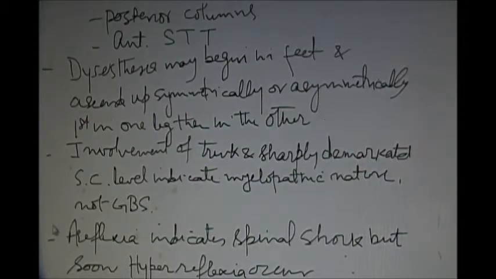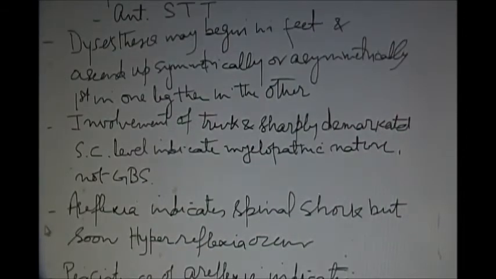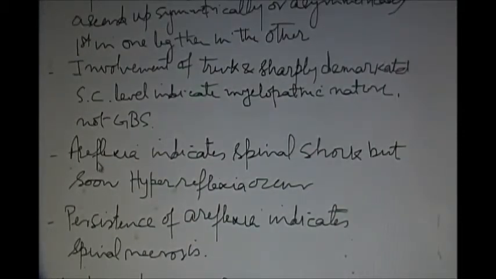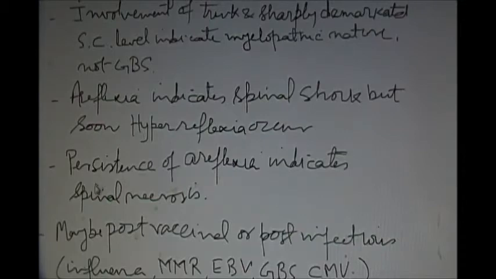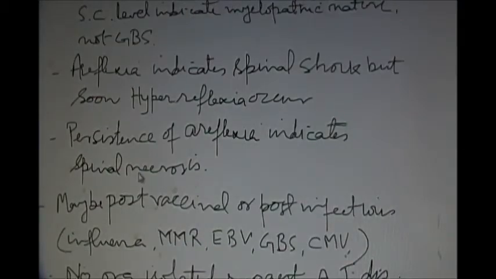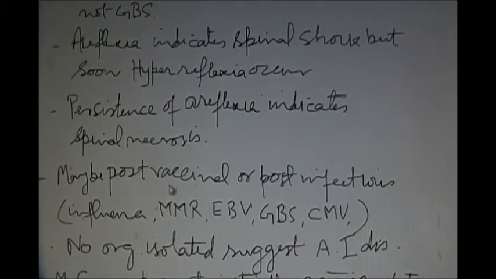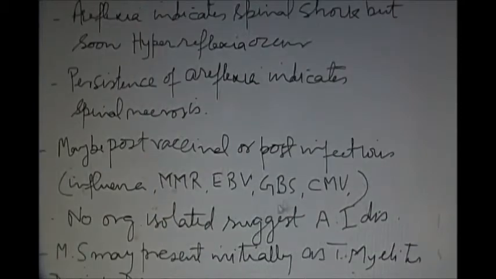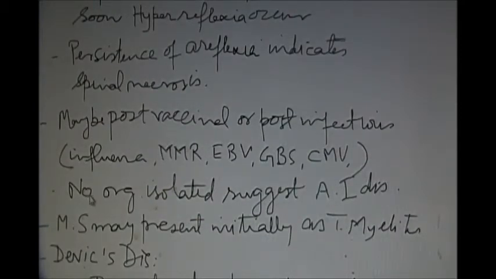In transverse myelitis, areflexia, if it occurs, indicates spinal shock, but soon hyperreflexia occurs. So areflexia is a feature of shock, but the usual feature is hyperreflexia. Persistence of areflexia indicates spinal necrosis, which is a bad sign. One of the causes may be post-vaccinal or post-infectious, and may occur after influenza, MMR vaccination, Epstein-Barr viral infection, Guillain-Barré syndrome, and cytomegalovirus infection. If no organism is isolated, then it suggests an autoimmune disorder.